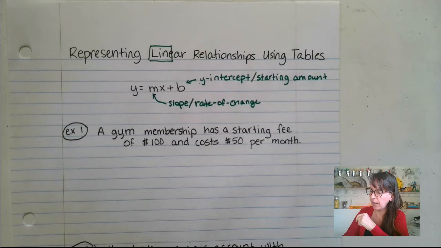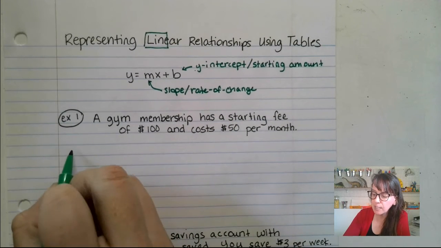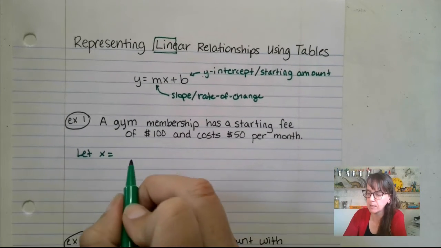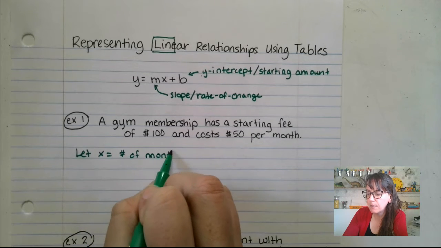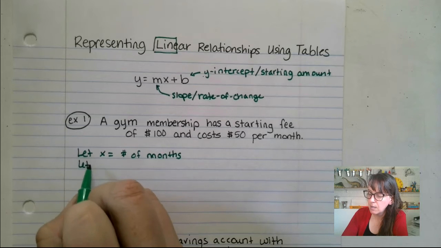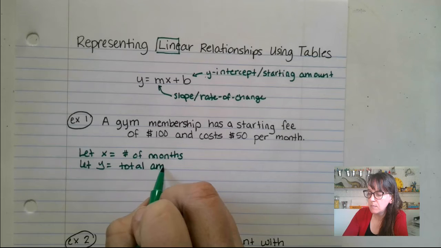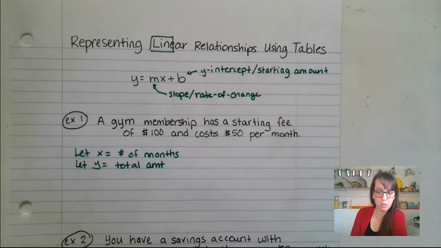Well, let's talk about that. If we want to examine how much it is per month, the first thing we're going to do, you always want to identify your variables first. So we're going to say let x equal the unknown, which is the number of months. And remember, your x is always your independent variable. Let y equal the total amount that we're going to be spending. And our total amount depends on the number of months that we go to this gym.